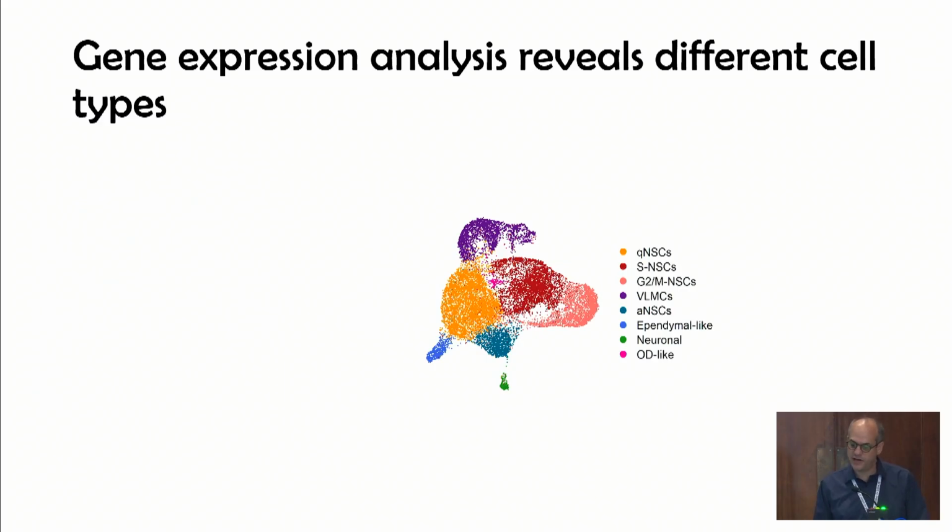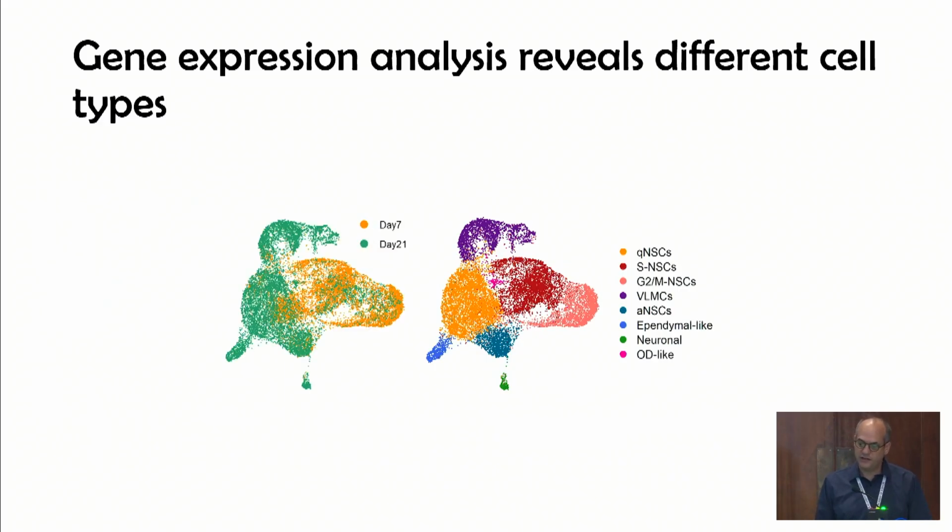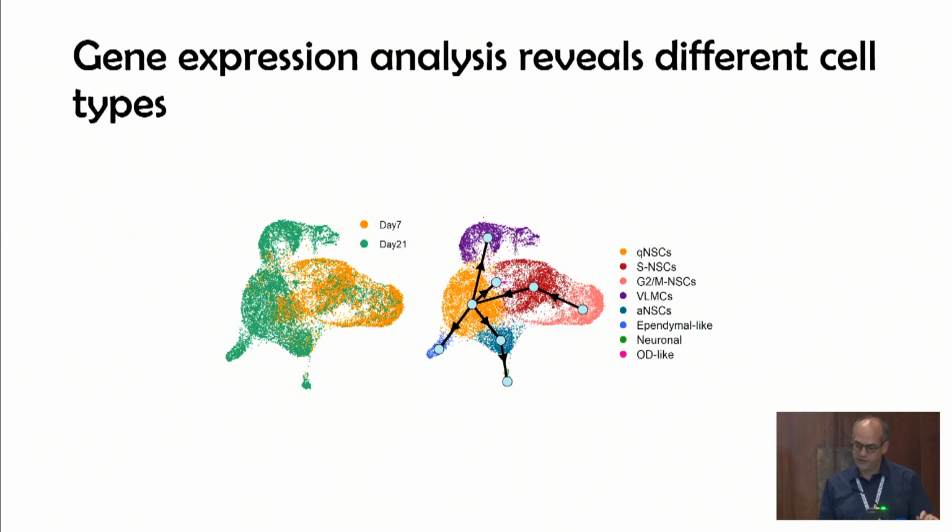stages of the cell cycle. Those are mainly identified on day 7, here in orange, and also more differentiated cells that we identify mainly after 21 days of differentiation. And we can also reconstruct the differentiation, and this is it.